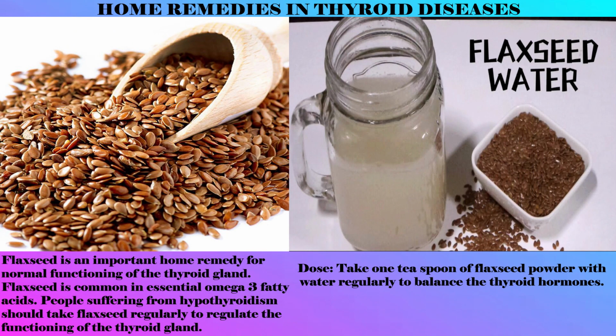Home remedies to be followed in thyroid diseases. Flaxseed is an important home remedy for normal functioning of the thyroid gland. Flaxseed is rich in essential omega-3 fatty acids. People suffering from hypothyroidism should take flax seeds regularly to regulate the functioning of the thyroid gland. Dosage: take 1 tablespoon of flaxseed powder with water regularly to balance the thyroid hormones.